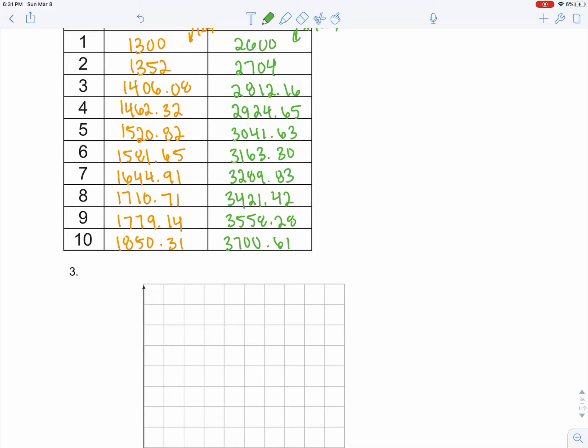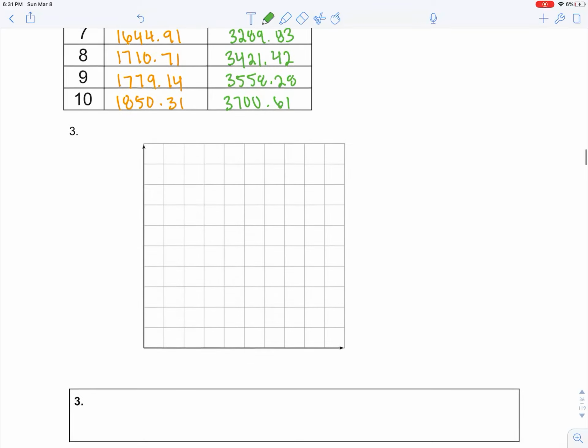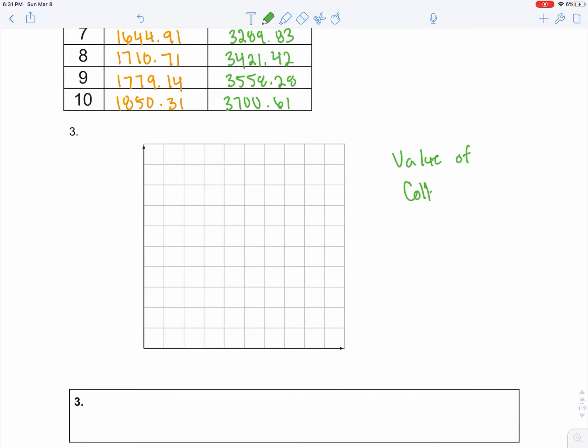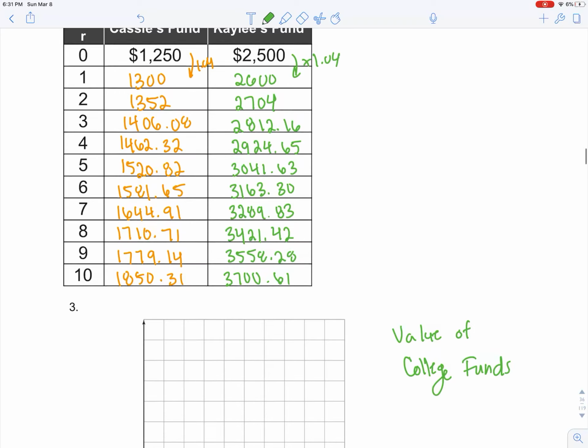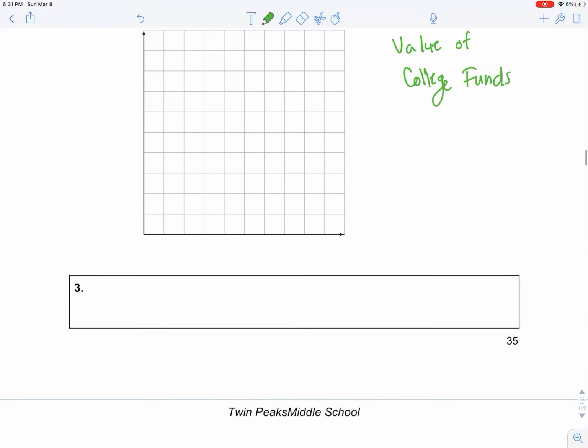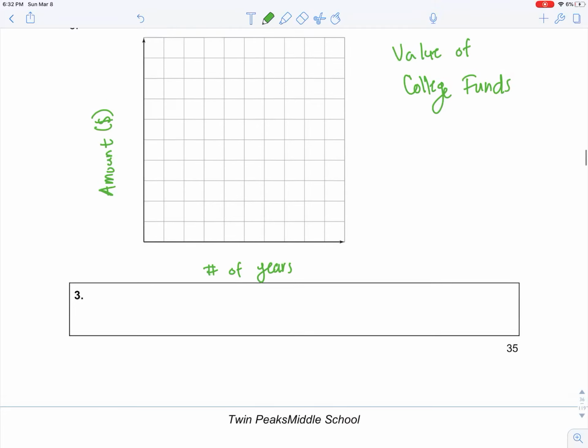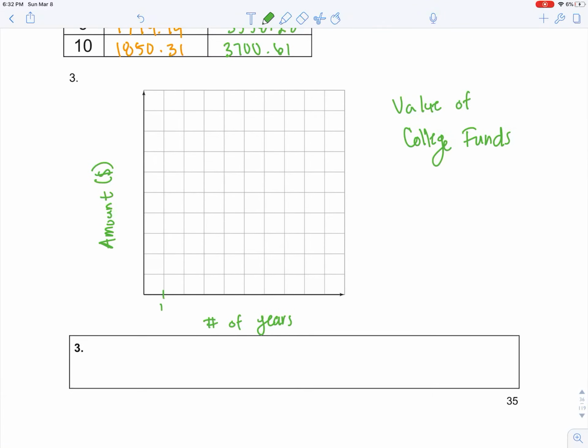These on the same graph, and I think so. Let's go ahead and title this. So this would be the value of college funds, which they give us, so we don't need to be too creative there. And then we're going to plot Cassie's fund and Kaylee's fund on here. So along the bottom, we'll go number of years, and then over here, we'll have the amount in each college fund in dollars.